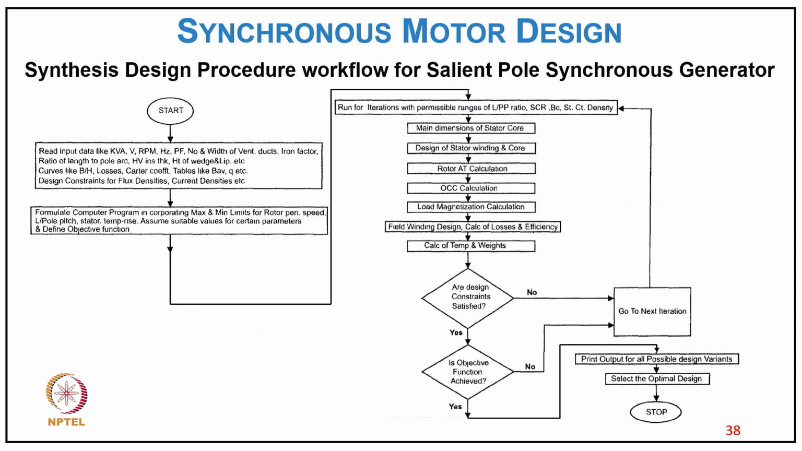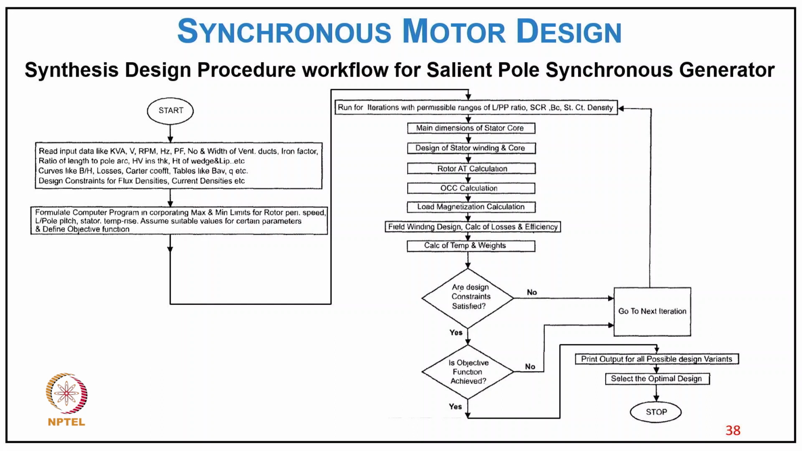And so here is the flowchart for the workflow of salient pole synchronous generator. Starting with the start, read the design specification like kVA, RPM, hertz, power factor, frequency, number of ducts, width, iron factor, ratio, length, pole arc, thickness, wedges, etc. Curve fit like BS, curve losses, curve coefficient, Carter coefficient, characteristic table like B average, Q, etc. Design constraints for flux density, current density, etc. Then formulate the computer program incorporating maximum and minimum limits for rotor.